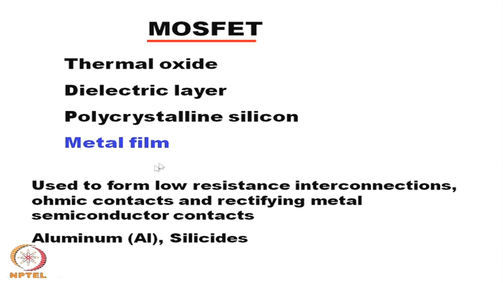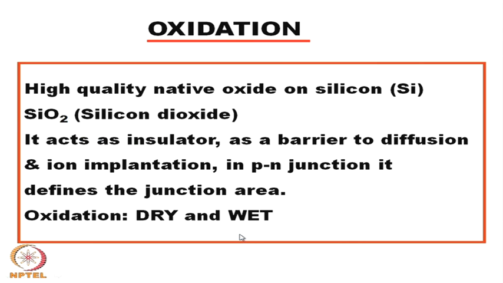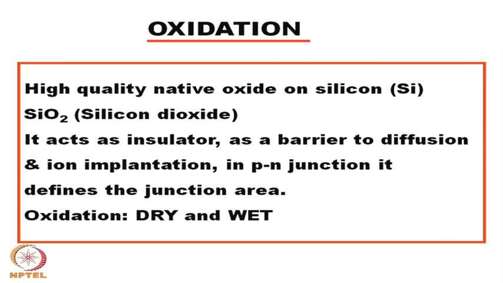Later on we will find that aluminum and silicides are widely used for making the metal films. Now, so far as oxidation is concerned, high quality native oxide on silicon is used basically in semiconductor technology, and it acts as an insulator and as a barrier to diffusion and ion implantation, and in a p-n junction it defines the junction area also.